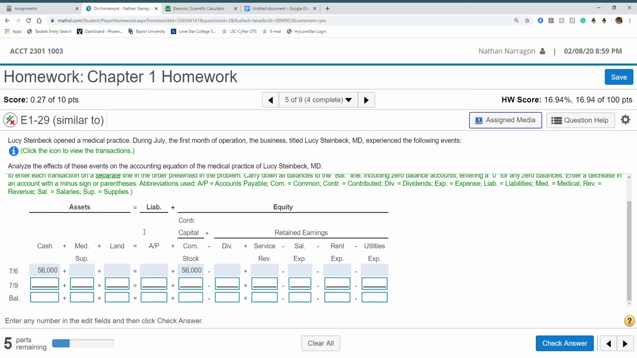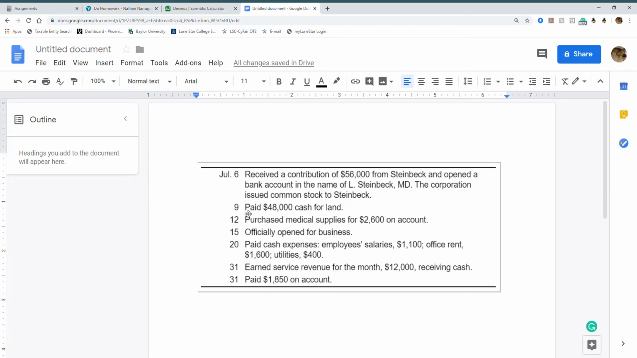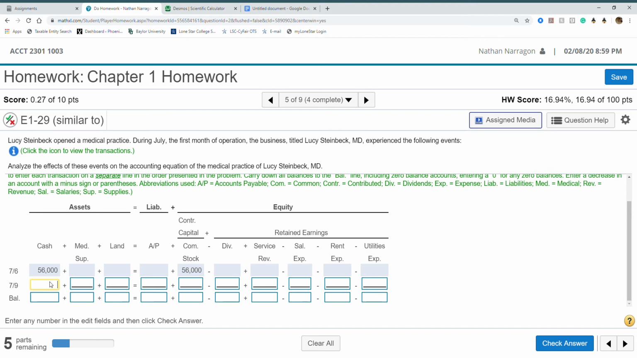Okay. So, next transaction. Paid $48,000 cash for land. So, what happened here? Well, first off, I know cash, we paid money, so cash should actually decrease. And why did we pay out cash? Well, we bought land. So we took ownership of land. So here, I know this will decrease by negative $48,000. And then land is going to increase. And since that's our only number there, we can go 48,000.